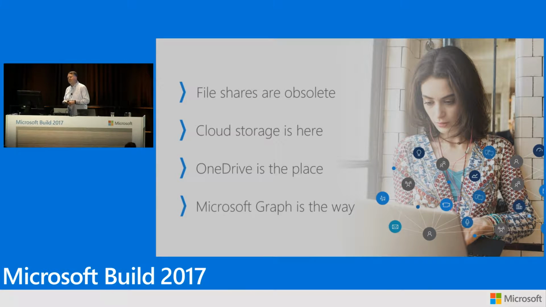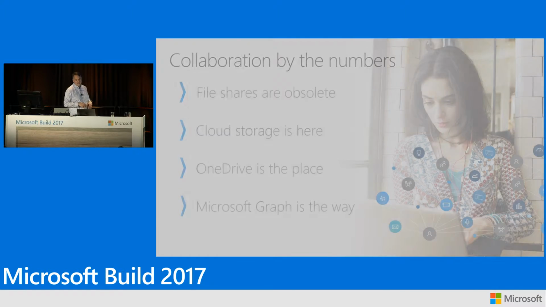Everyone in this room should understand that file shares really are obsolete now. The idea of having your own data storage in your own server that you have to maintain and run is really old school. Cloud storage is the future and is available today as a great way to store files and content in the cloud and make it available across all of the devices users have, across all of the endpoints, and in all of the scenarios. OneDrive really is the place where all of this content should live, and Microsoft Graph is the way to get that content in and out and to connect your applications and solutions into OneDrive and SharePoint.